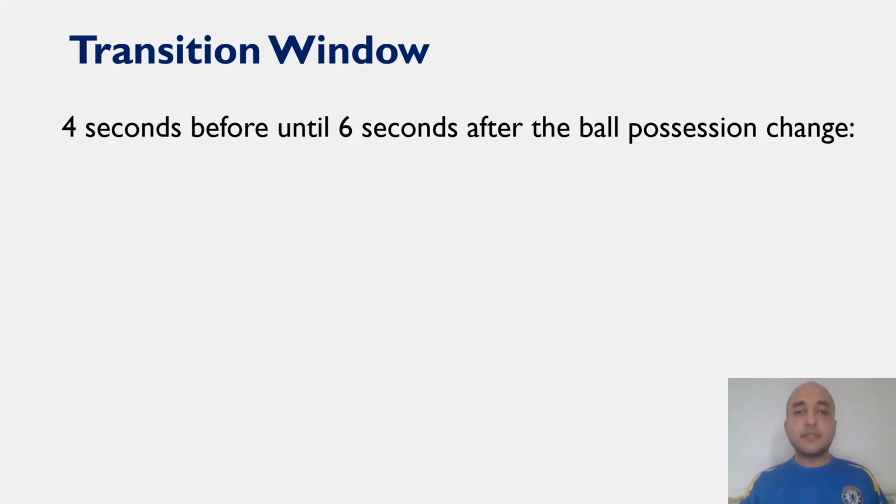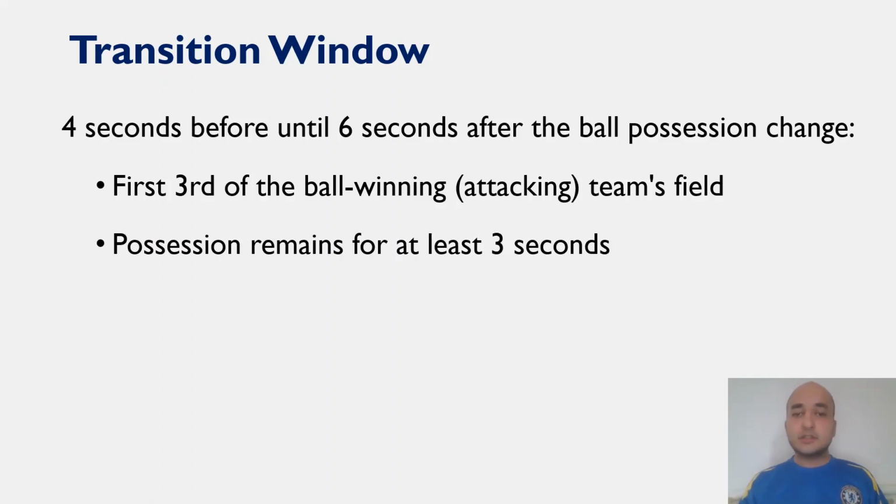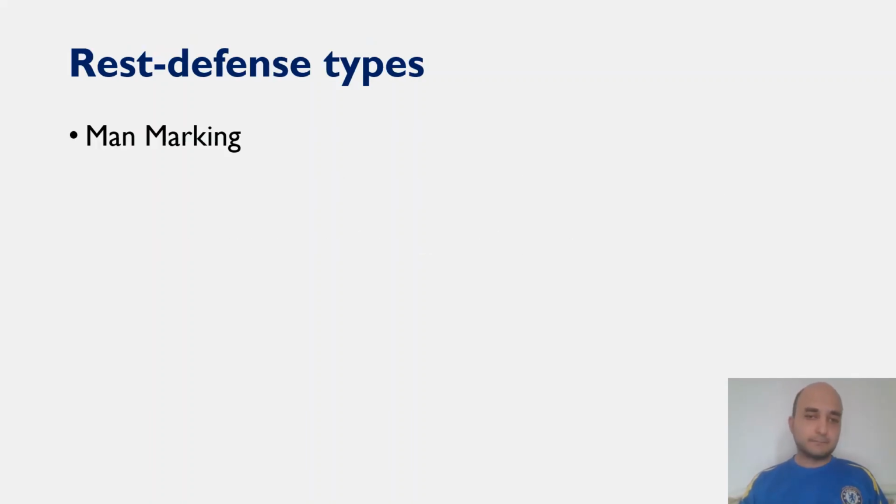We take 4 seconds before until 6 seconds after the ball possession change. So we are looking at this window for the rest defense of the team who has just lost the ball. We know the time window, but the ball possession change should happen in the first third of the ball winning team, the blue attacking team in the previous slides. And this possession should also last at least 3 seconds, so we make sure that something like counter press is excluded from the analysis we do.